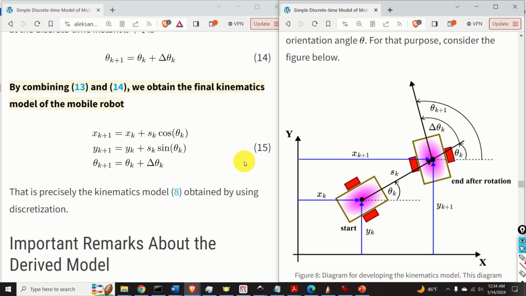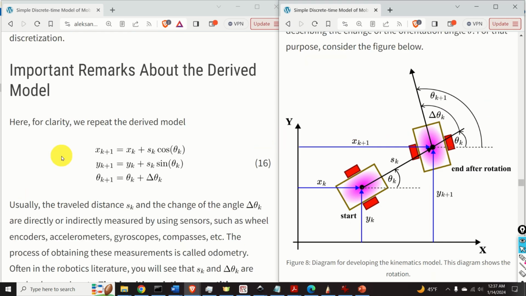And this is precisely the kinematics model that is obtained by using the forward Euler discretization method. That is, we use two approaches to arrive at the same model. The second approach, based on this simple trigonometry and physical intuition, is more elegant. Next, we will give several important remarks about the derived model.